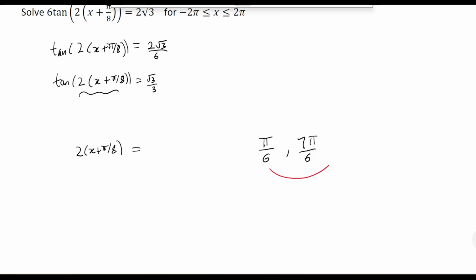So I could go pi over 6 and add 2 pi to that. So that would give me, well, 2 pi is 12 pi over 6. So that would give me 13 pi over 6.